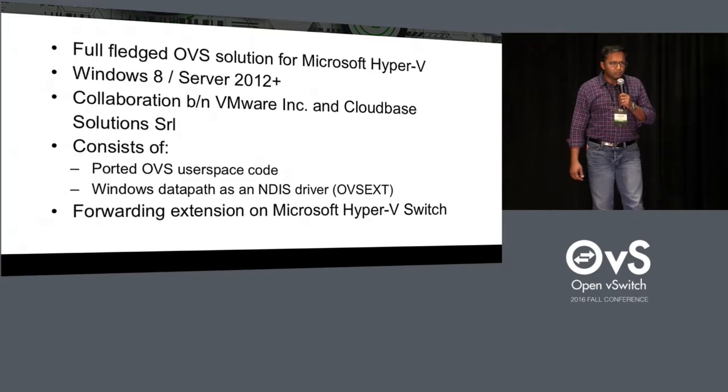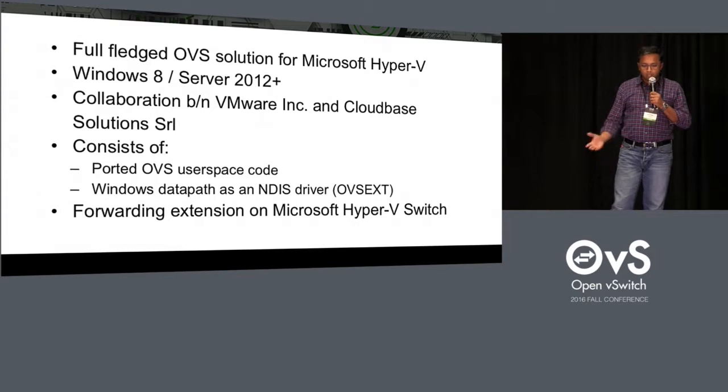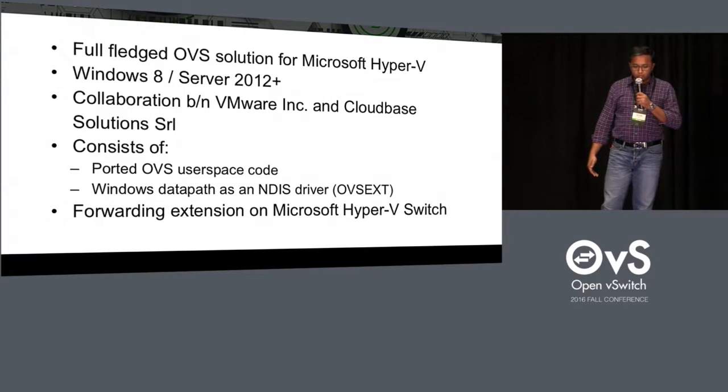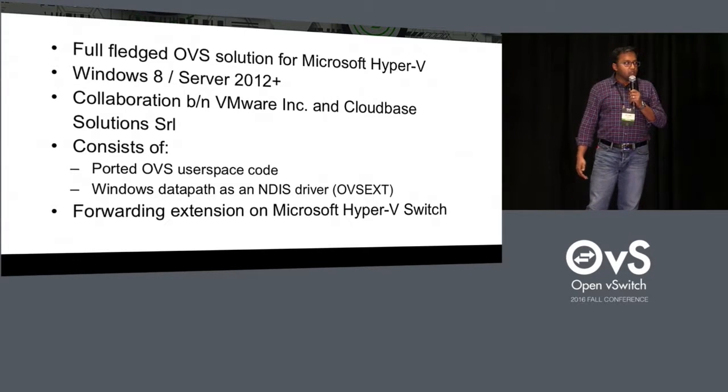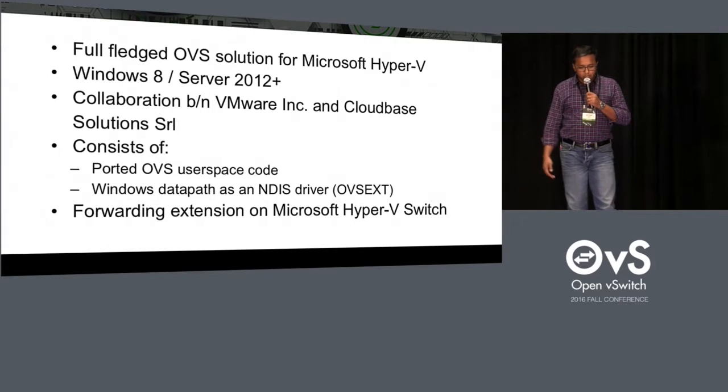So Open vSwitch for Hyper-V is a full-fledged solution. It's fully open sourced. All the commits are made on master. We don't have any proprietary implementation or anything of that sort. We've been supporting Windows 8/Server 2012 plus. We're also supporting Windows 10 and 2016. And recently Cloudbase got the Windows drivers signed, and we're pretty much making it mainstream.